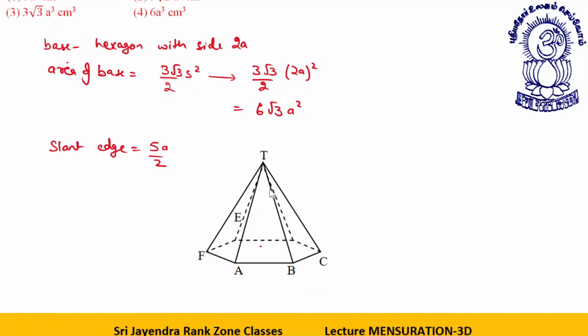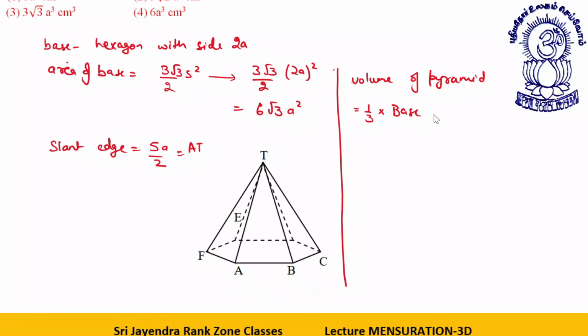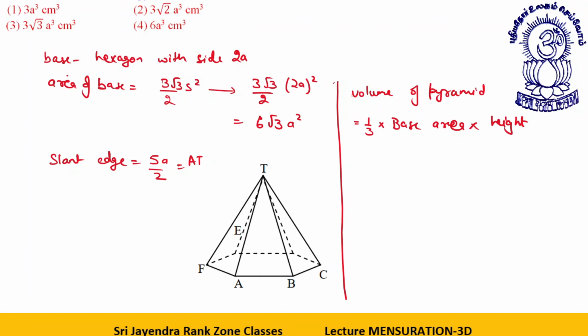Now comes the main thing. You need to find the height. Slant edge is equal to 5a by 2. Dear students, now we need the height. What is the volume first of all? See, let me write over here. Volume of pyramid. The volume is 1 by 3 into base area into the height. Let me check if this is visible. Yes, so volume is 1/3 of base area into height.